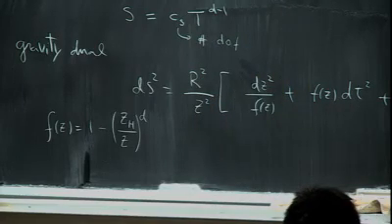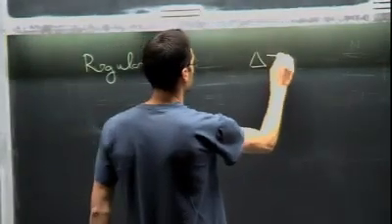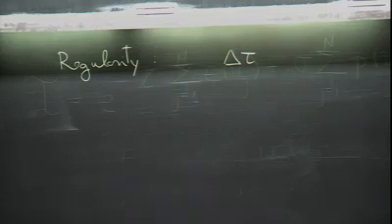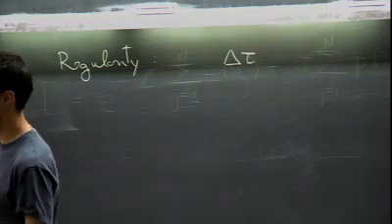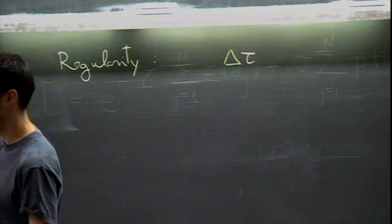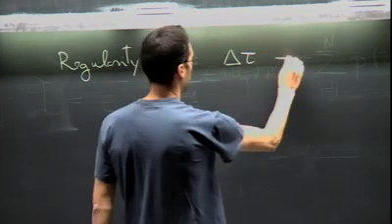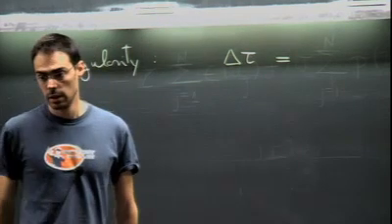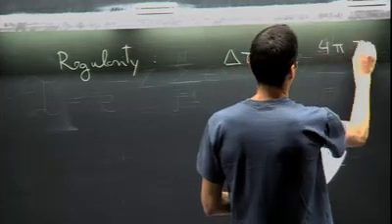So regularity of that geometry implies that you have to fix the period of the time coordinate. You should do this exercise and show that this Euclidean geometry is only regular, so doesn't have a conical defect when z is equal to z_h, around that point, if you choose the period of this Euclidean time circle to be given by 4 pi z_h over d.